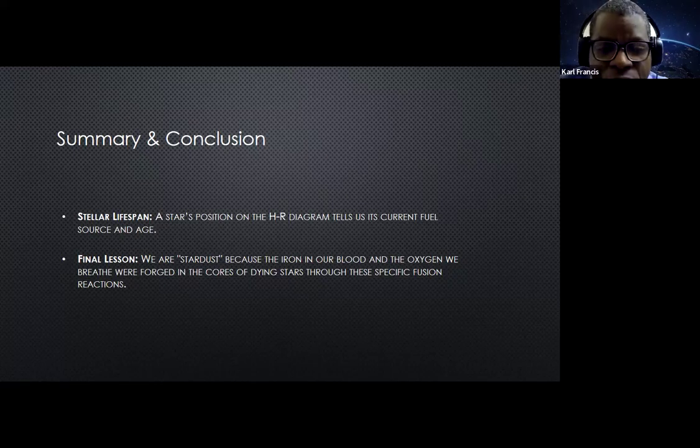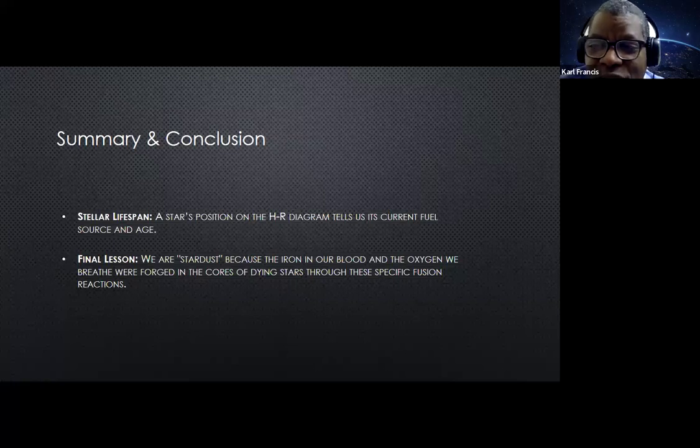All right, so that's it, guys. I don't want to keep you too long. Just want to leave you with this. All the iron in our blood was formed in the cores of stars, and all the oxygen we breathe was formed in the cores of stars. So we are basically stardust. And it seems kind of crazy. If we try to go out in space now, we'll probably die, but that's where we came from.